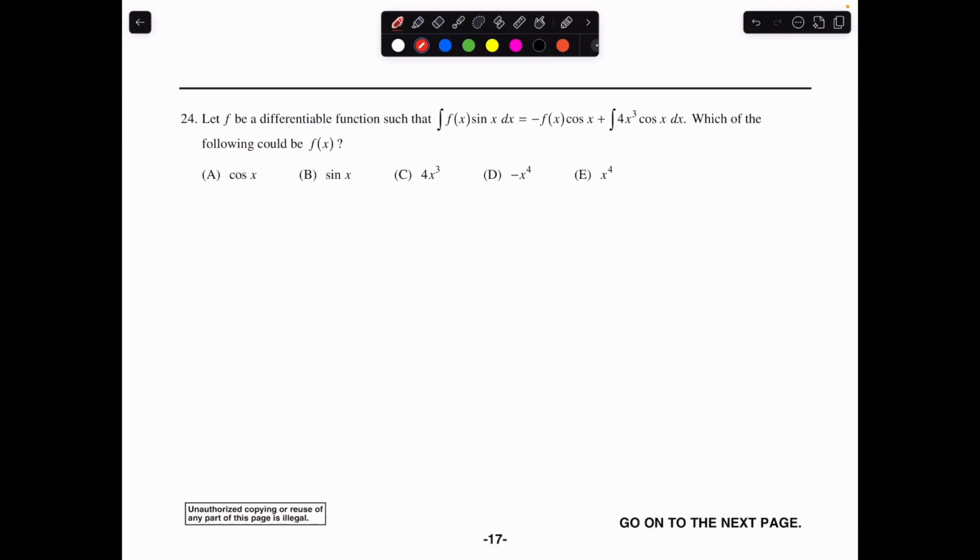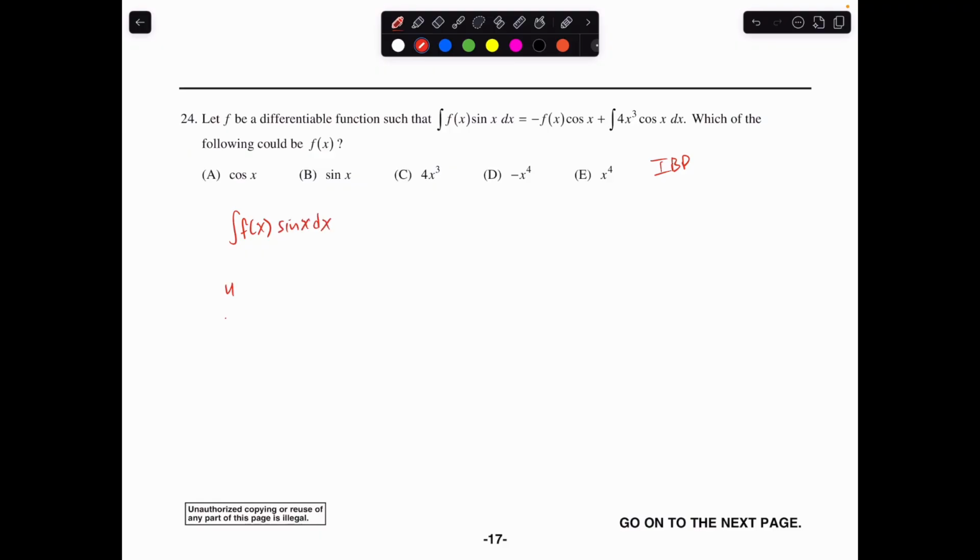Okay, number 27. Let f be a differentiable function such that blah blah blah. Integral of f of x sine x dx equals blah blah blah. Which of the following could be f of x? Alright, so when we have multiplication between two functions, we're probably dealing with integration by parts, IBP.